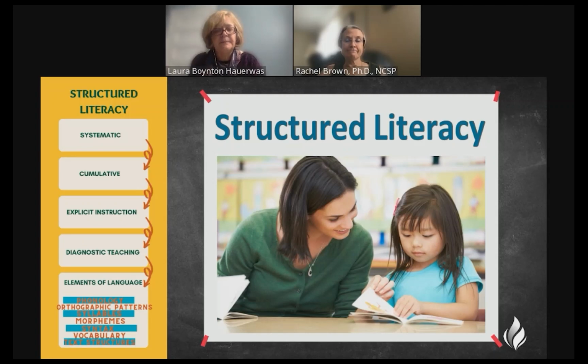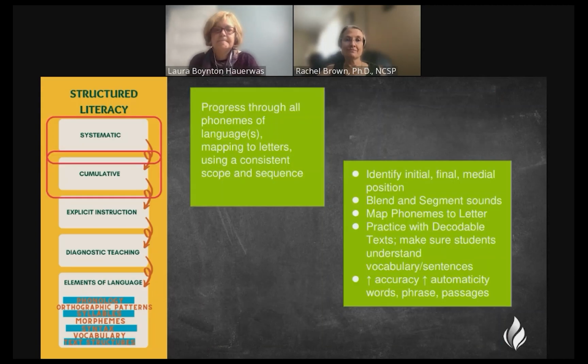So I'm going to take a brief moment to talk a little bit about structured literacy and the kinds of instruction that are involved. First of all, it's described as systematic and cumulative, that it includes explicit instruction, diagnostic teaching, and addressing all elements of language. So what do we mean by systematic and cumulative? Here we're building on skills from the easier to more difficult. We're using a consistent scope and sequence, and we're working towards mastery.